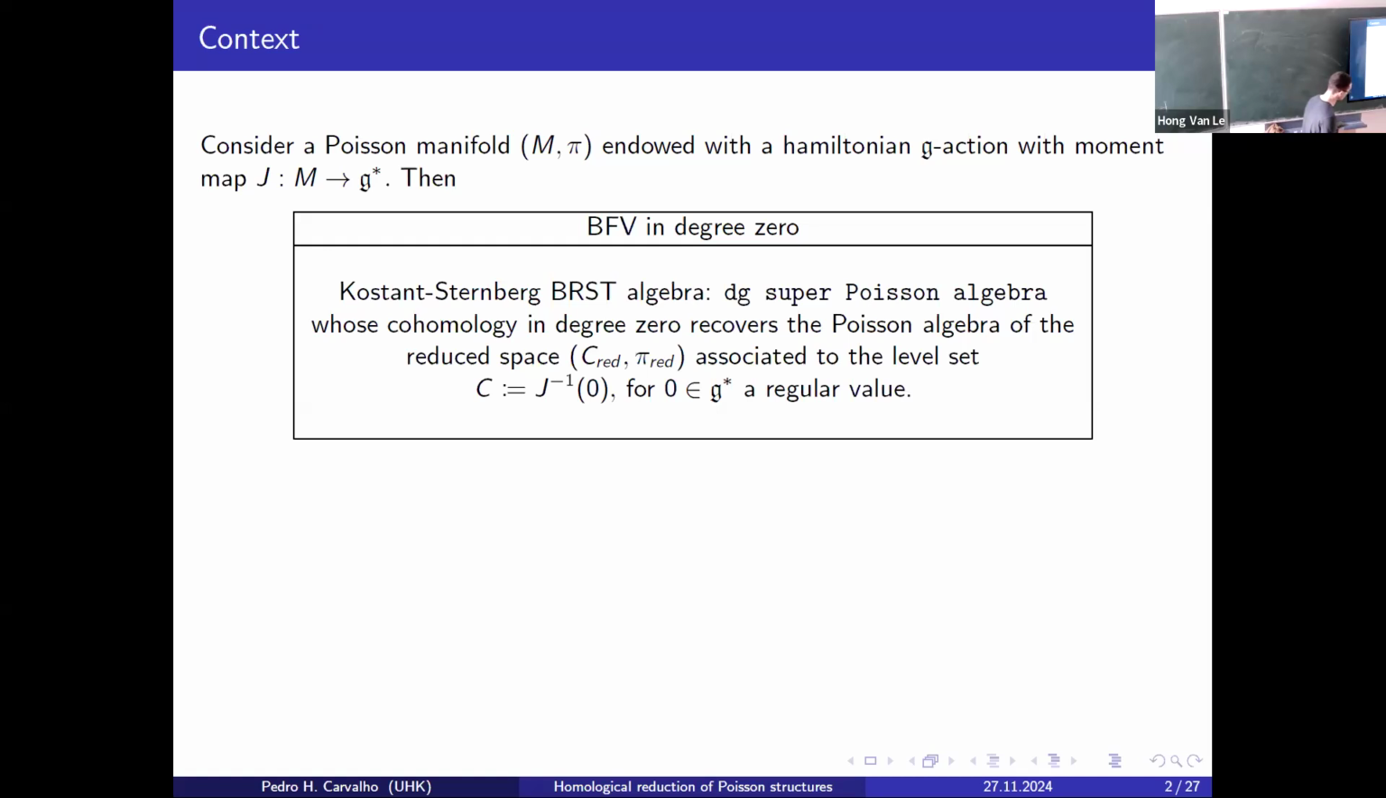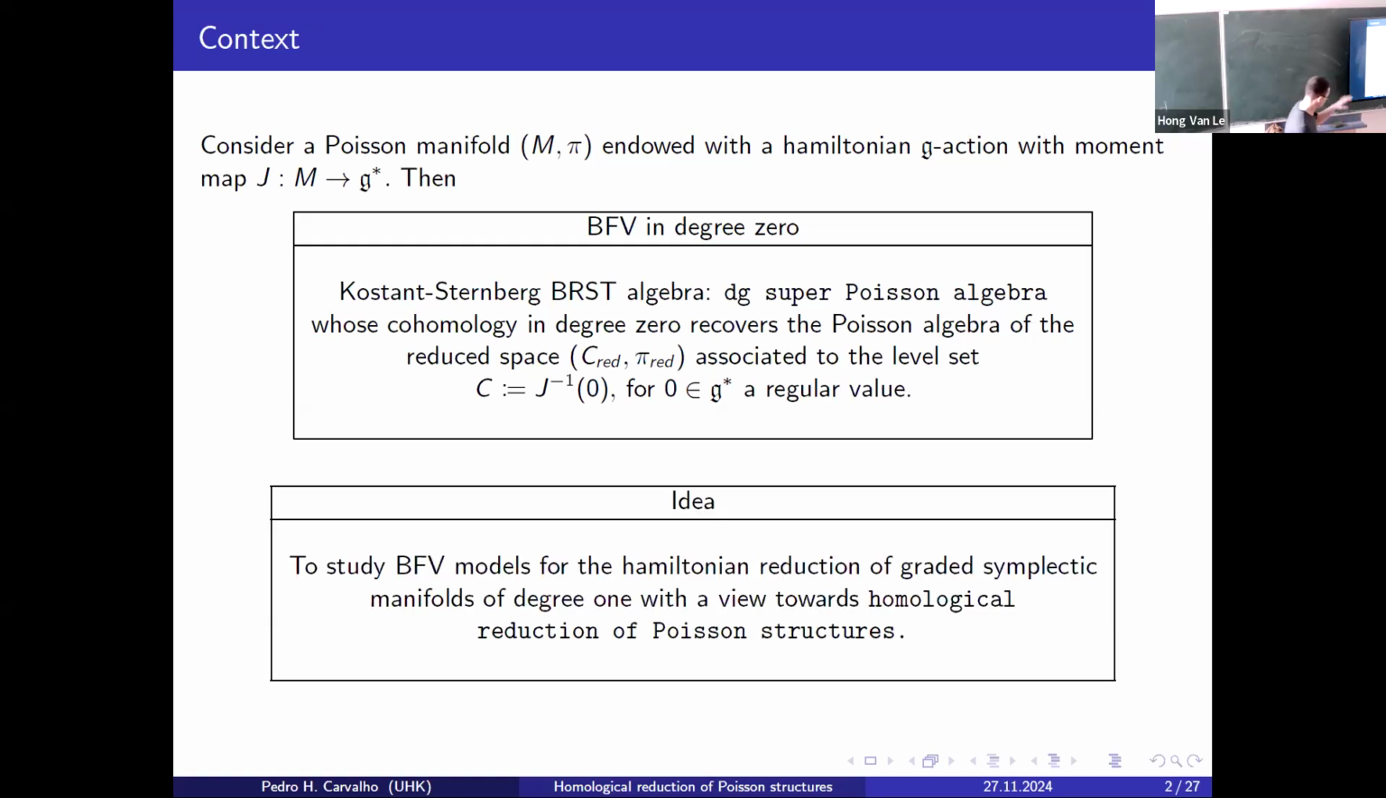Okay, so what I want to do here today is to apply these BFV techniques, or these BFV models, or this homological reduction, to Hamiltonian reduction, but of graded symplectic manifolds. But I want to extract from these models for reduction of usual Poisson structures. So it's doing graded BFV, but with a view towards the usual Poisson reduction. Okay, so you can ask, but why does it make sense?